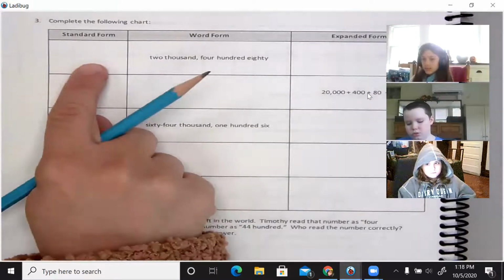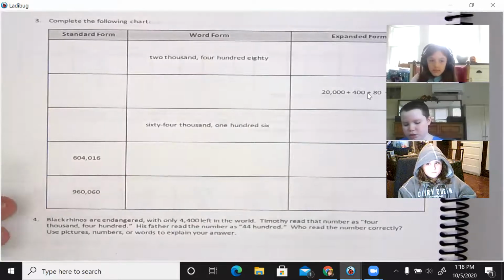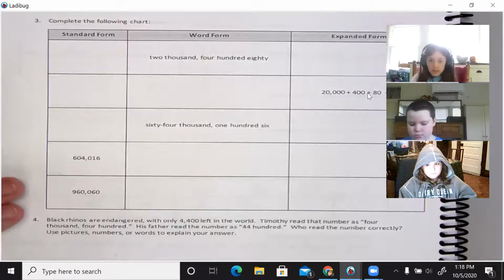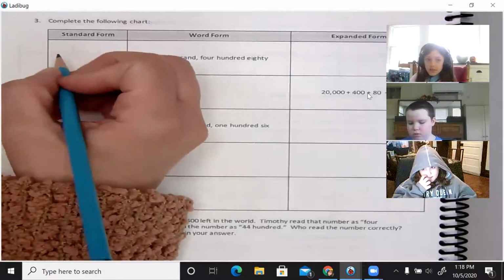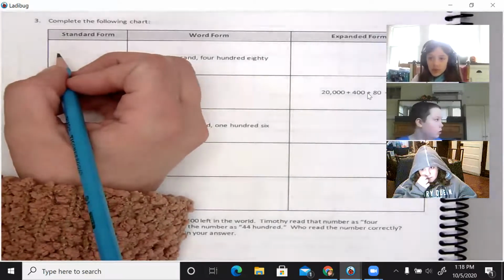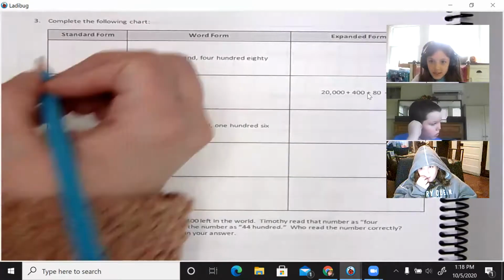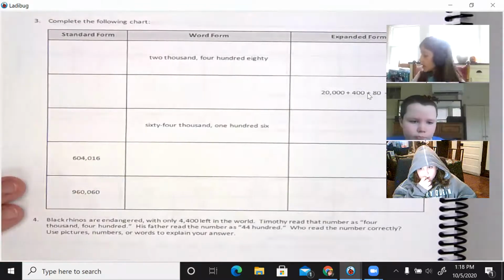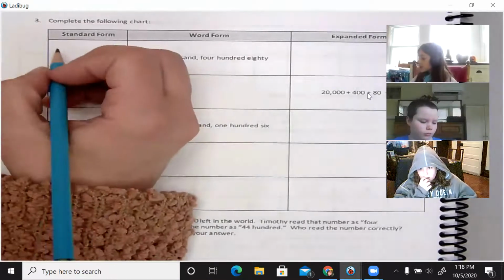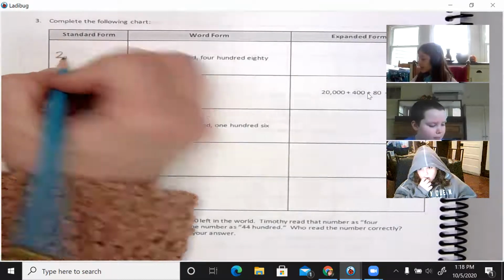Sarah, what are the digits? What would I write for 2,480? Like, how would you write it? Yep, tell them exactly. Whatever you say, I'm going to write down. So tell me the digits. 2,480.